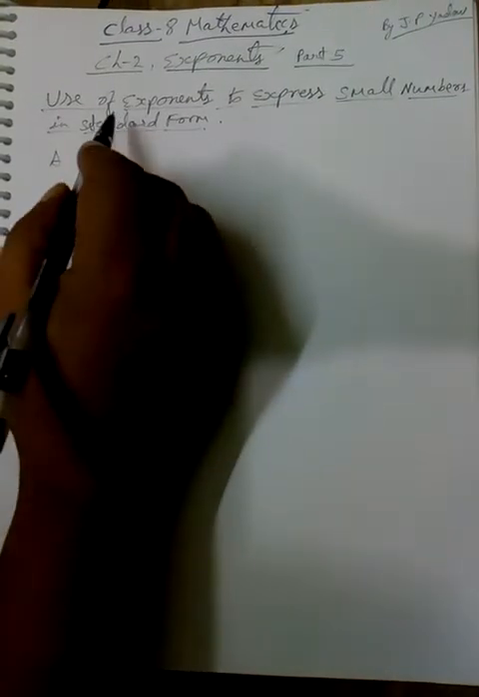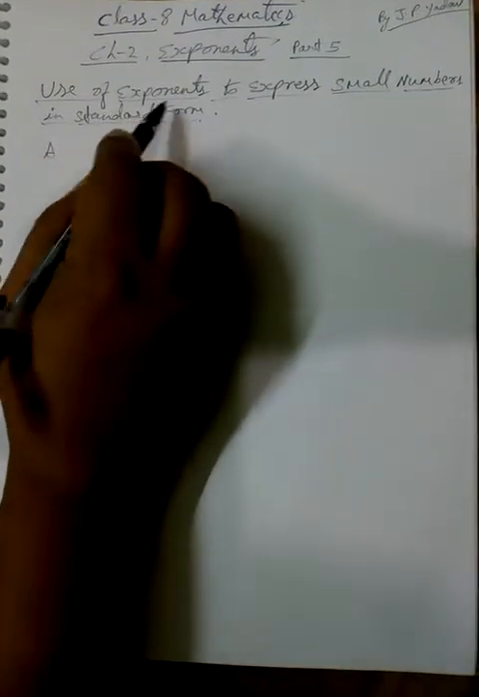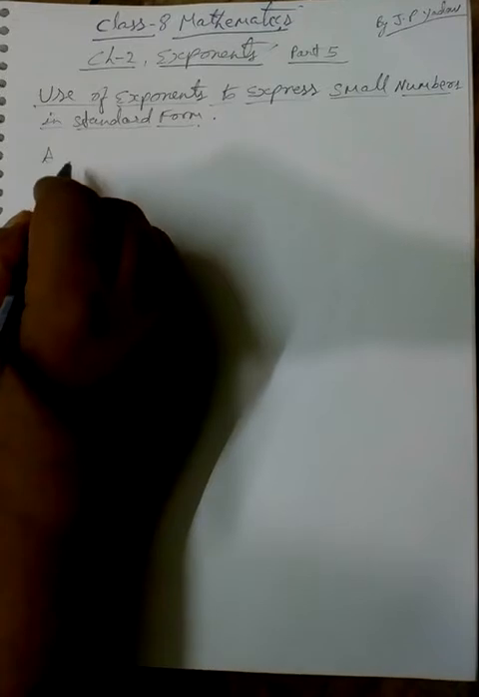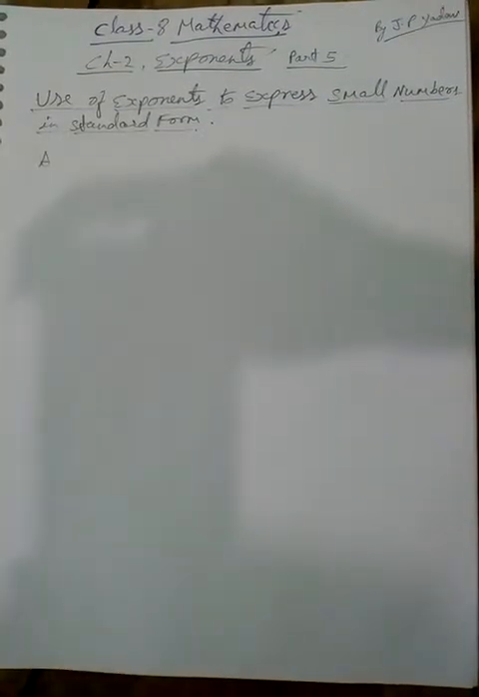This is exercise 2.3 of chapter 2 exponents. In this exercise, we are going to discuss the use of exponents to express small numbers in standard form. First of all, I would like to tell you what standard form is. So look here.